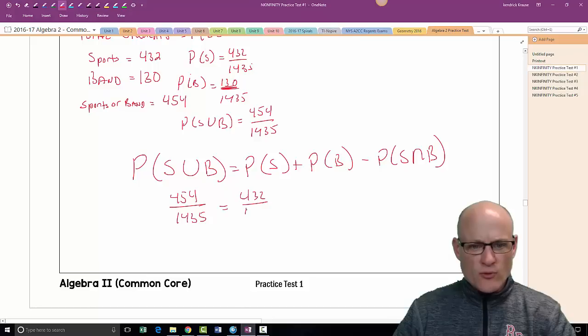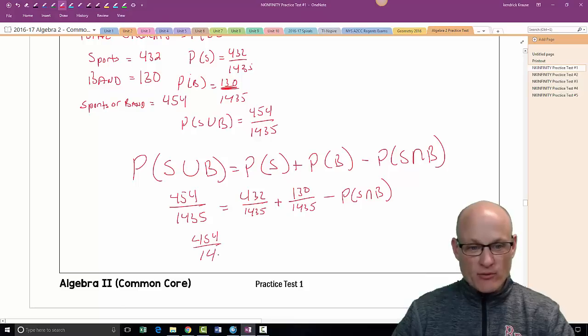432 over 1,435 plus 130 over 1,435 minus 450. Oh, nope. Minus the probability of sports and band. So that's the thing we're actually looking for. So if I combine these two, I wrote so big I ran out of room. If I combine these two, what do I get?